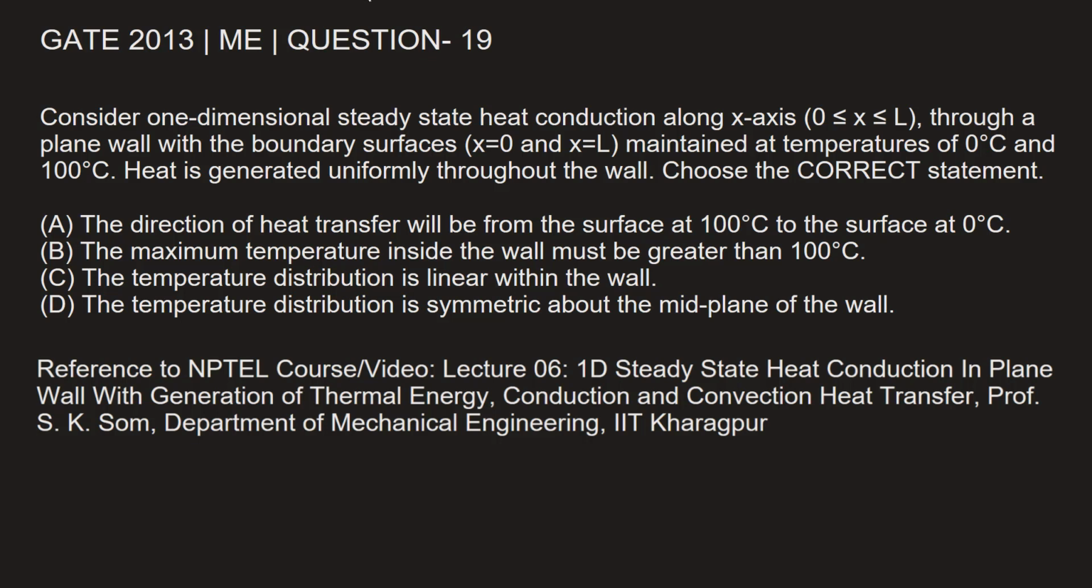So, before starting the solution itself, we can eliminate two options. One of the options is temperature distribution is symmetric about the midplane of the wall. As temperatures at both the walls are different, at x equal to 0 it is 0 degrees Celsius and at x equal to L it is 100 degrees Celsius, there is no way the temperature distribution can be symmetric, and therefore option D can already be marked as wrong. But we need to identify the correct statement and not the wrong one. So among these three, we'll see which one's correct.